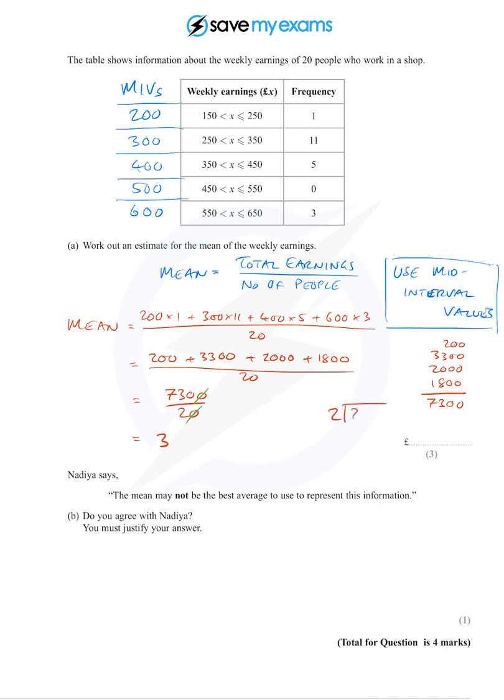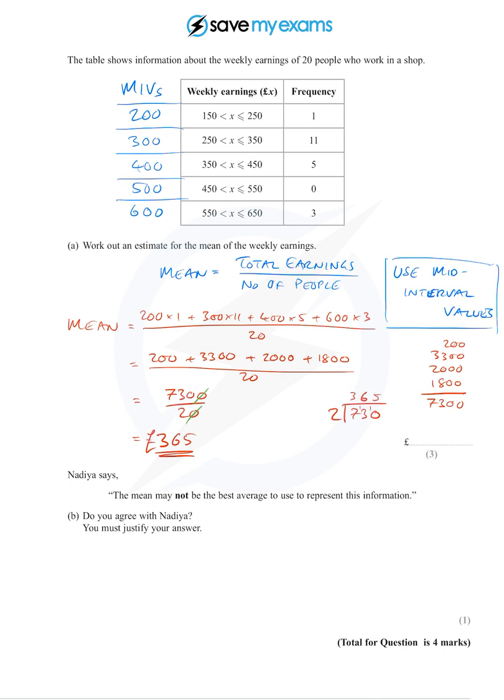2 into 730. 2 into 7 goes 3, carry the 1. 2 into 13, well, 6 2's are 12, so that's nearly there. Carry the 1. 2 into 10 goes 5 times, so that's £365. And that's the mean earnings.